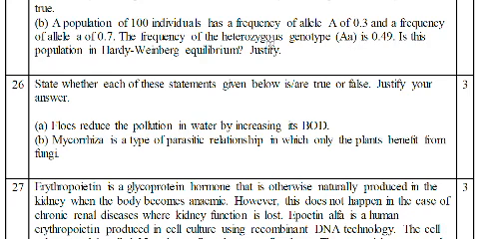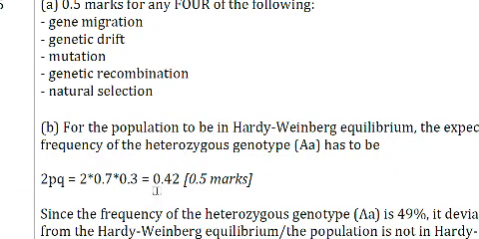Here the frequency of the heterozygote genotype is given as 0.49, and if you apply the 2pq value with 0.3 and 0.7, you get a value of 0.42. Since the frequency is not matching, this is 0.42 and in the question it is given as 49% or 0.49. So it deviates from the Hardy-Weinberg principle and it does not have that equilibrium.